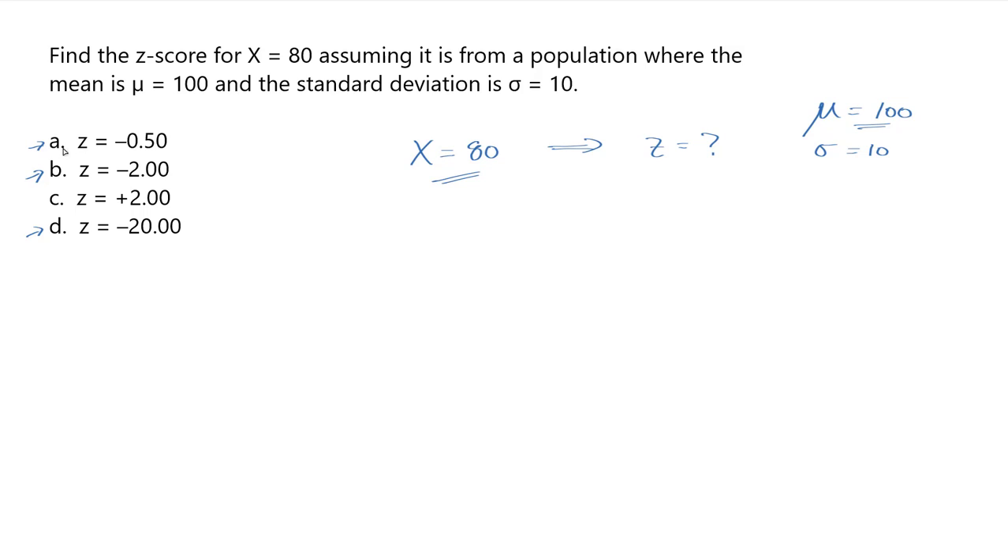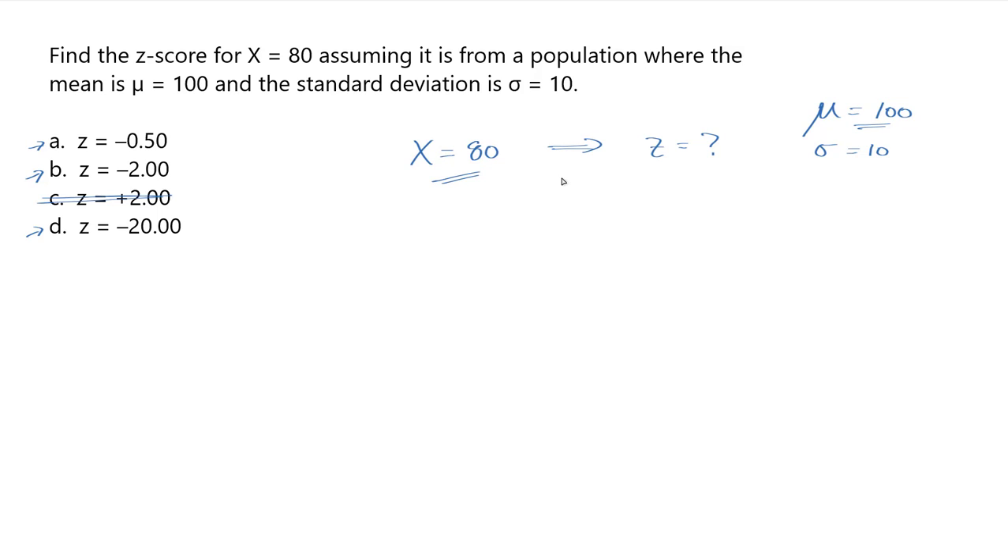And 80 definitely is below 100. So it's going to be either A, B, or D. It can't be C because C is showing me a positive z-score. If I had a positive z-score, that would mean that my value has to be above the mean, and it's not. 80 is not above 100, so I can rule out C right away. But the question is, how many standard deviations am I behind the mean?